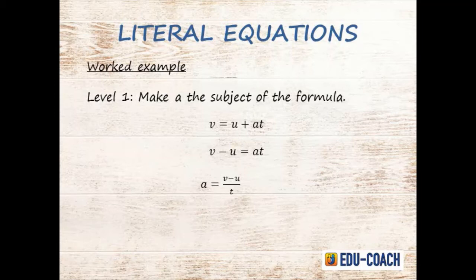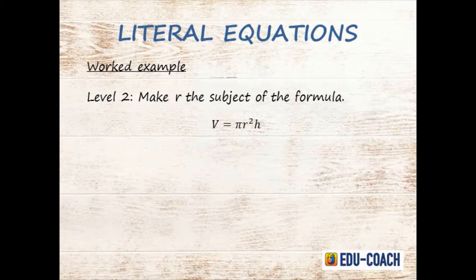You can see that I've swapped it around. You can swap the terms around as long as you keep them exactly the same. So I could have written it as V minus U over T is equal to A, but I've swapped it around in the answer because we're wanting to solve for A.